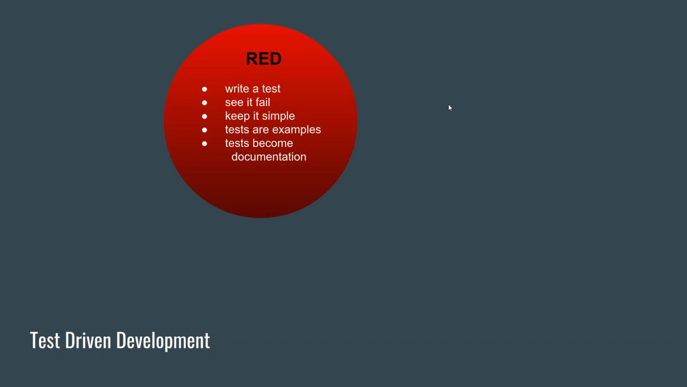So you get a requirement, you convert that requirement into something that you can write as a test, or you name that requirement in a way that it is an example. So you write a test. There is no functionality, so you see the test fail because the code is not yet written. You keep those tests simple and small so that they become examples and they become the documentation of the functionality.